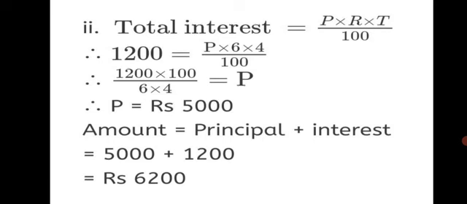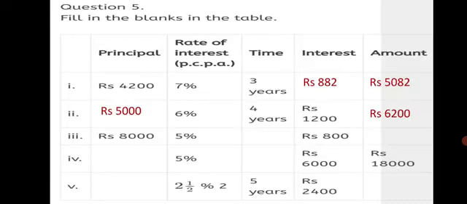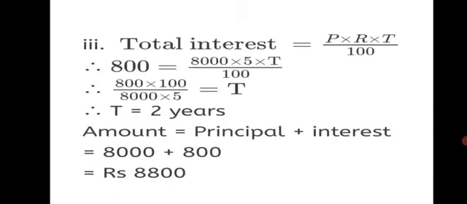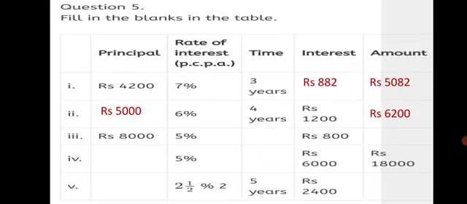So let us fill the answers in the table. P is equal to rupees 5000 for the second sum and amount is equal to rupees 6200. So you can draw one table in your notebook and keep on filling the answers as you solve the sums below it. Question number 3. Now, in the third question, we don't know the time. We have to find the time here and we have to find the amount here.